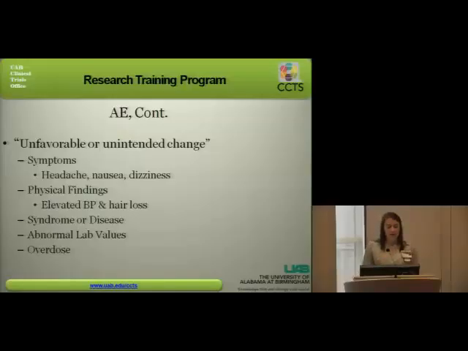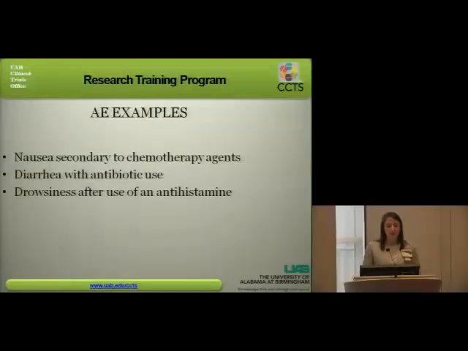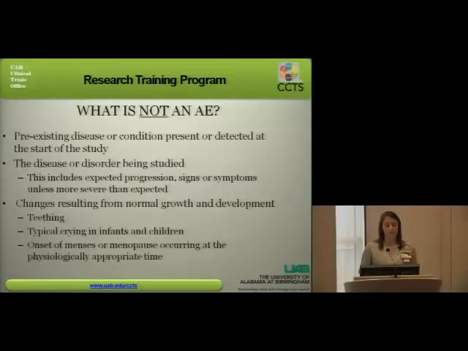So continuing on, an AE is an unfavorable or unintended change. Some examples of symptoms would be a headache, nausea, dizziness. Physical findings would be an elevated blood pressure and hair loss, any syndrome or disease, abnormal lab values, or an overdose. Some continuing examples of adverse events are nausea secondary to chemotherapy agents, diarrhea with antibiotic use, and drowsiness after use of an antihistamine. So what is not an adverse event?